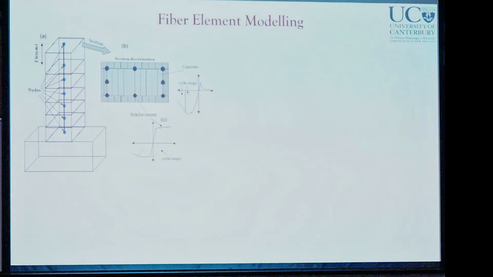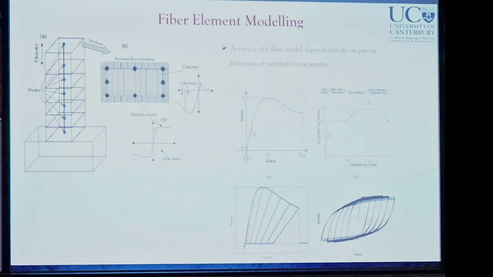The accuracy of a fiber element model depends heavily on the adoption of the material models which can be used in the analysis. So we need some material models that can capture strength and stiffness degradation of the structural components, and also can capture the fracture of reinforcing bars and crushing of concrete. If we do have those material models, then we can model both vertical mode of collapse as well as the sideways mode of collapse.